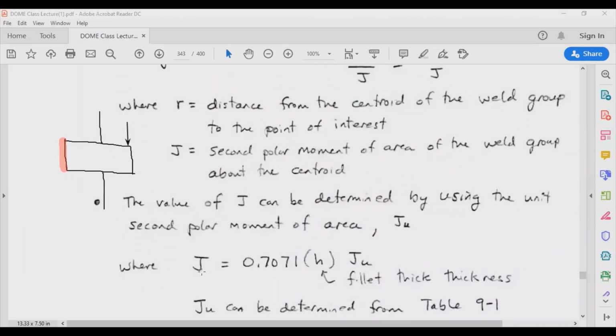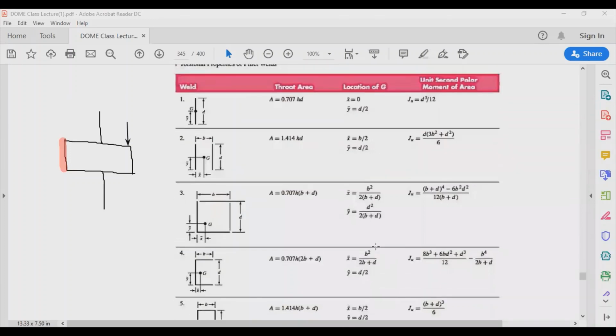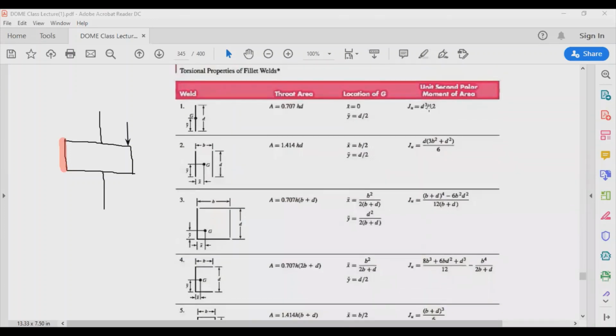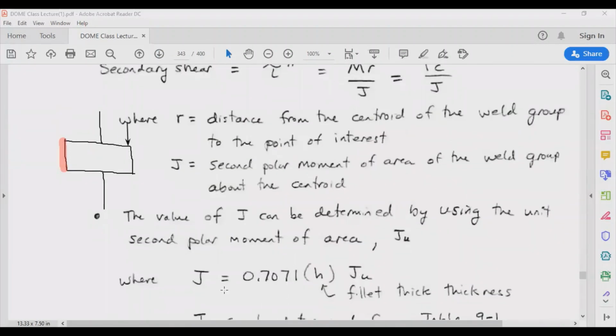Okay, there you go. So the value of J, which you are going to use in a secondary shearing, is going to be equal to JU, but you still have to multiply it by these. So the value that you get from JU in this table, you're going to multiply by 0.707 H times D. No, I'm sorry, H times H. 0.707 times H, and that's it. So you just multiply the JU by this value.